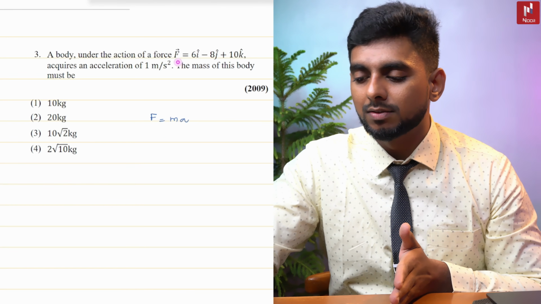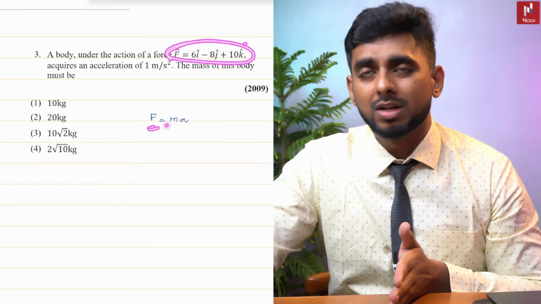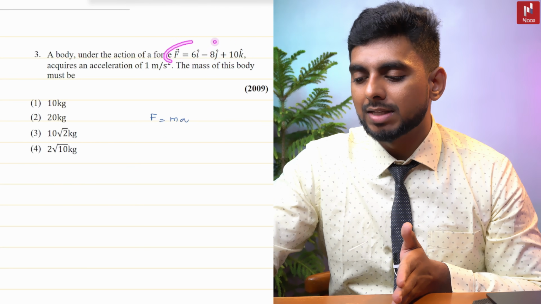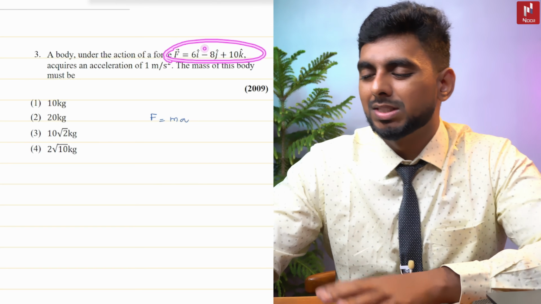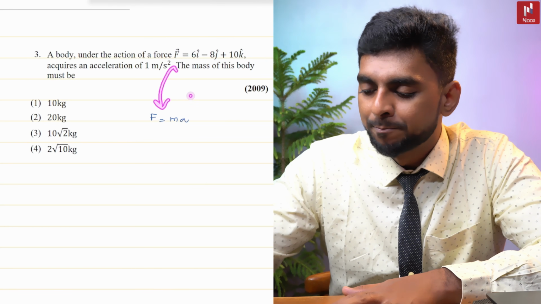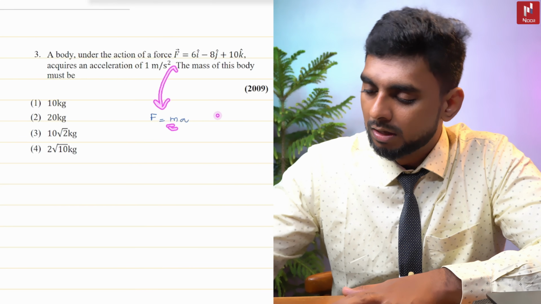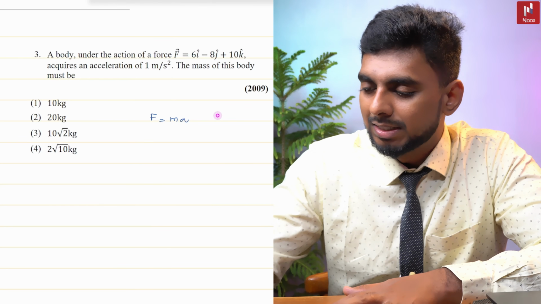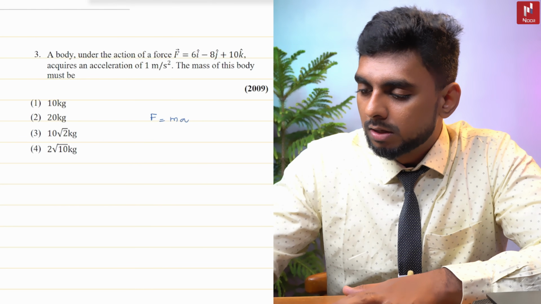The only thing is the force is given as a vector quantity. So I'll have to get the scalar quantity from this vector quantity, which means if I find the magnitude of this particular force and substitute it over here, I'll obviously get the mass. So pretty easy and obvious thing. Let me do it.